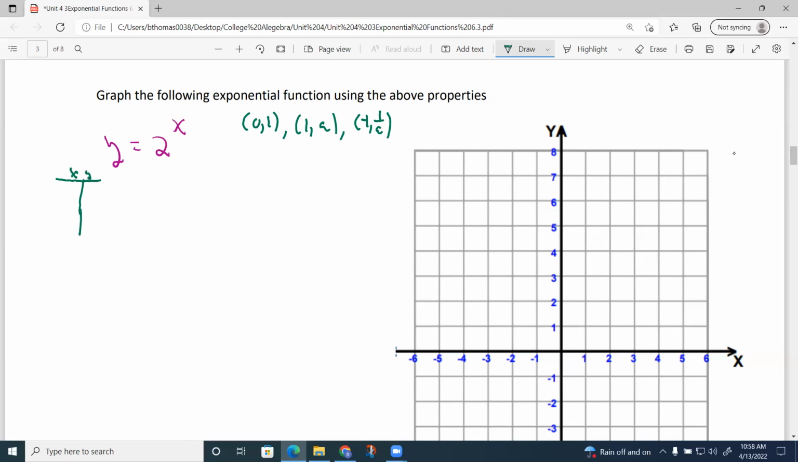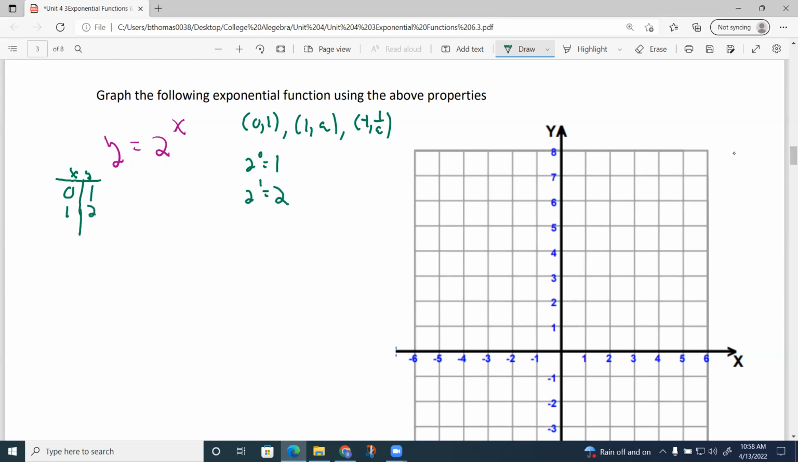So if I put 0 in, notice that you would have 2 to the 0. 2 to the 0 would be indeed 1. So notice how 0, 1 does exist. If I pick x to be 1, notice how I have 2 to the power of 1. Well, that's just going to be that base 2. So that's where that 1, a comes in. The base just stays there.